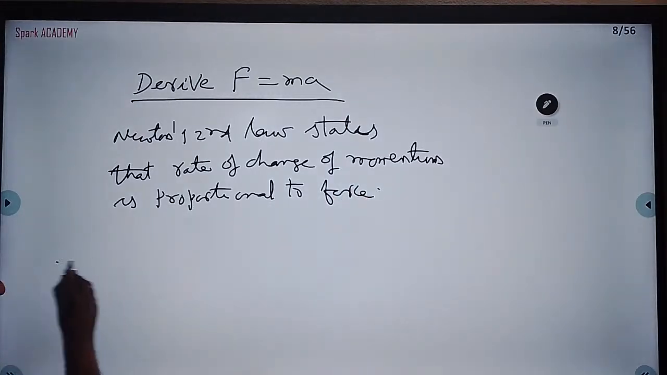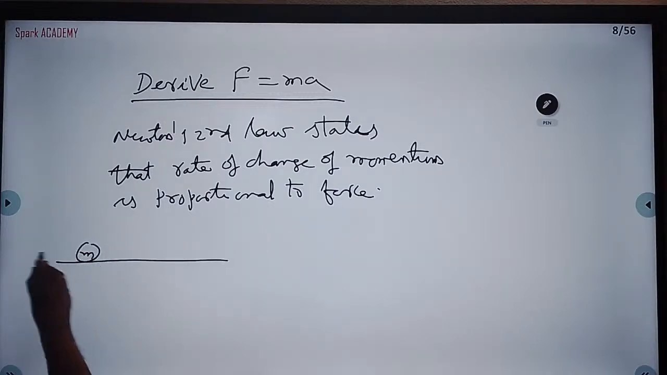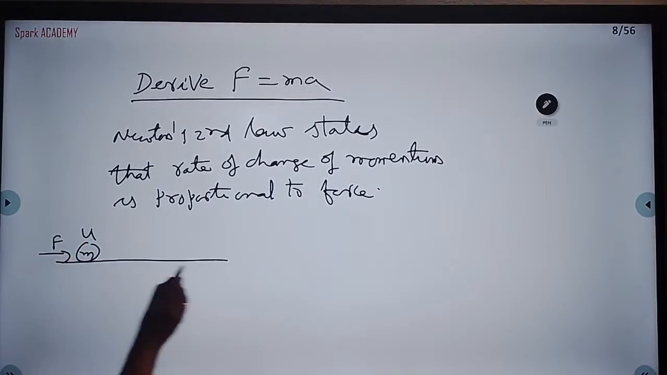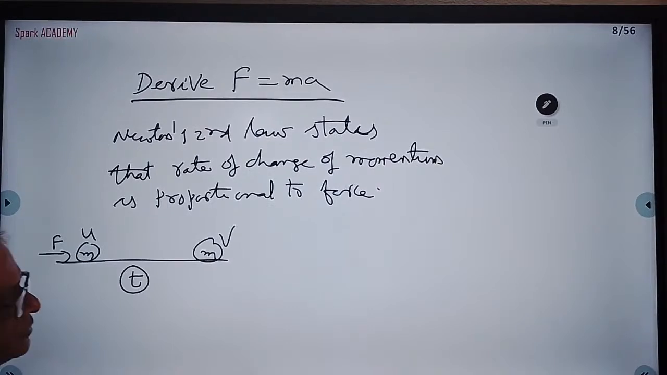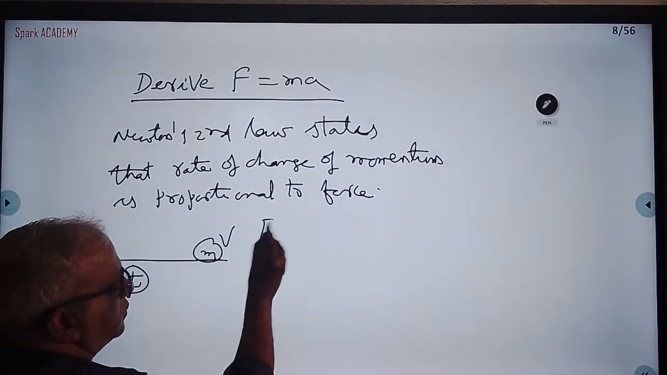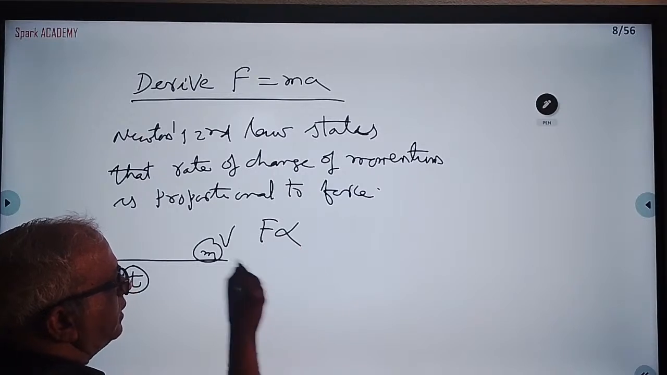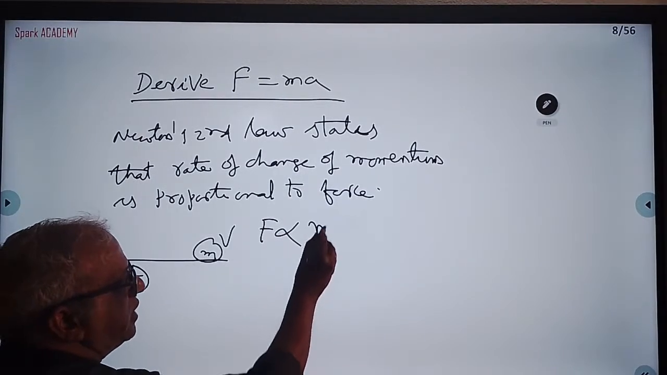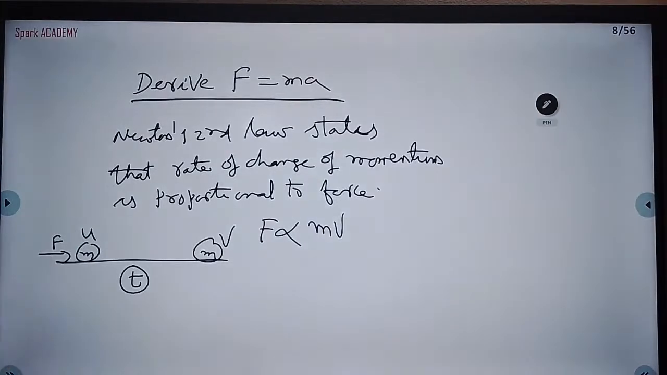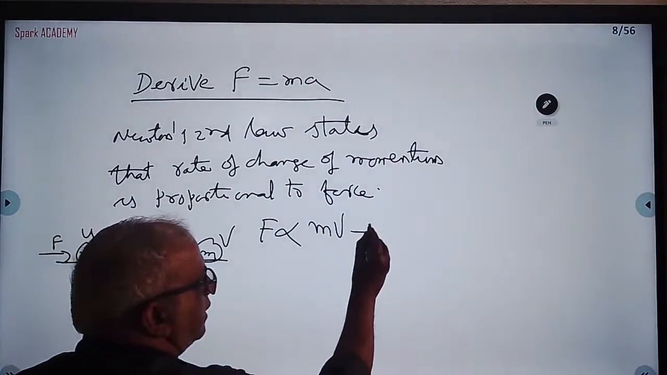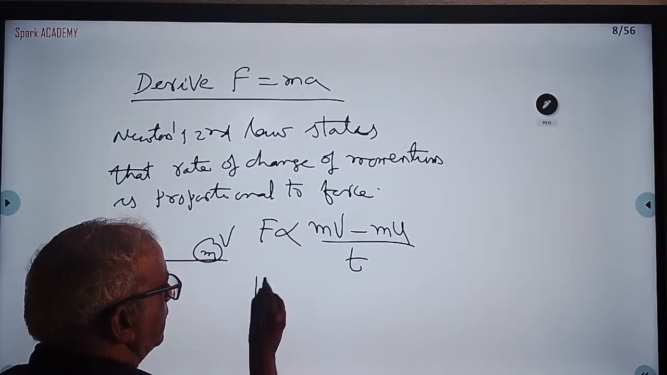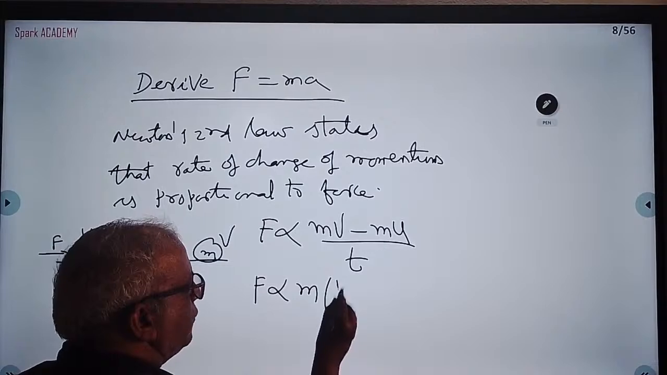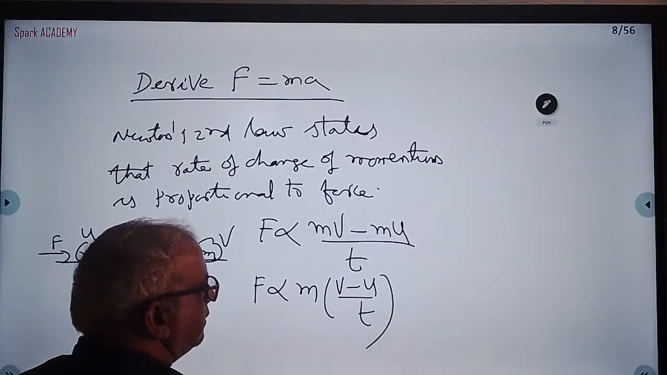So when you take a body of mass m, you are applying a force. Initial velocity is u, final velocity is v in a time t seconds. It is getting accelerated when you apply the force. What it says is force is proportional to change in momentum. Momentum means mass into velocity. So change in momentum is mv minus mu, divided by time taken t. So F is proportional to m into (v minus u) by t.